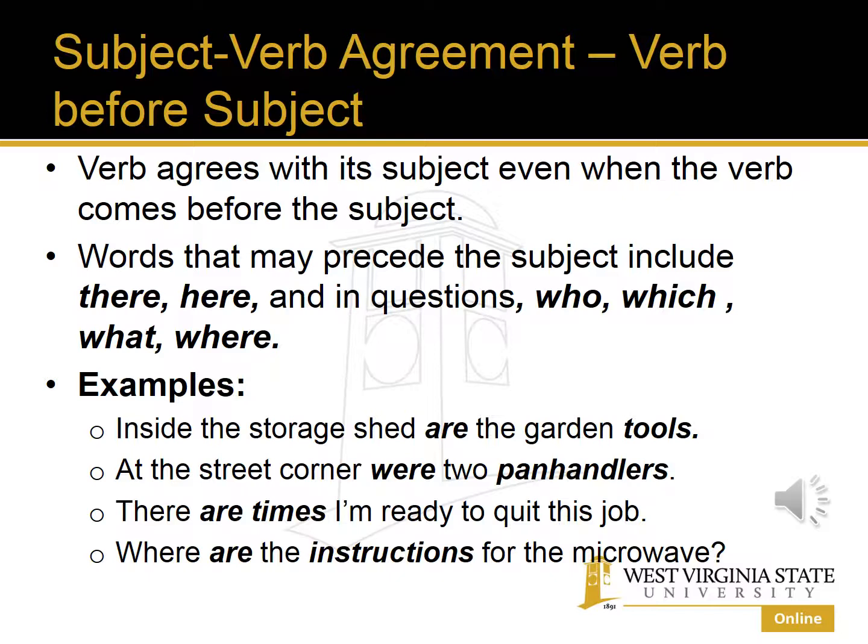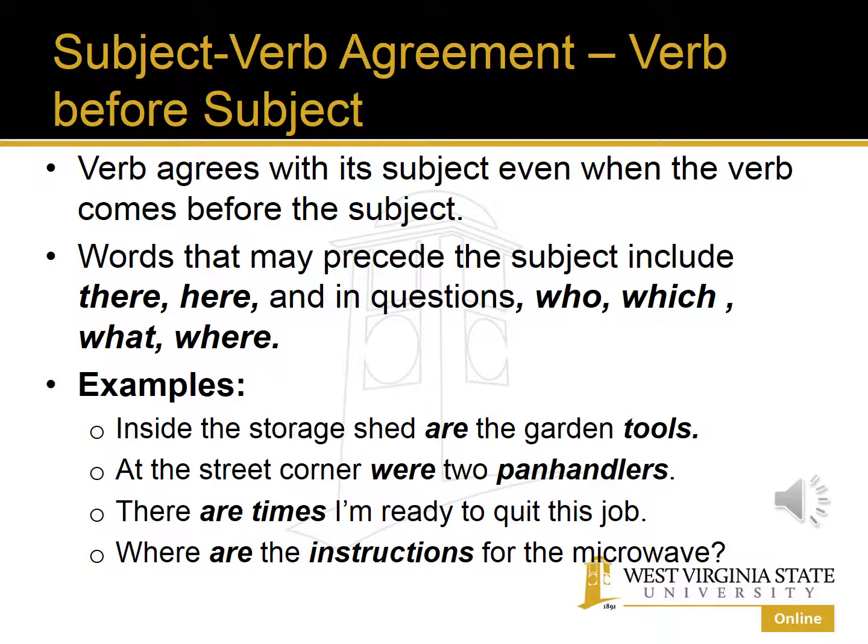Or, there are times I am ready to quit this job. This is one of the more common mistakes because we start with there or this or here or that, and then we, in our minds, haven't quite finished the sentence in spoken English. There are times: subject plural, verb plural. Where are the instructions for the microwave? Again, instructions is the subject, plural, and are is also the verb, plural.